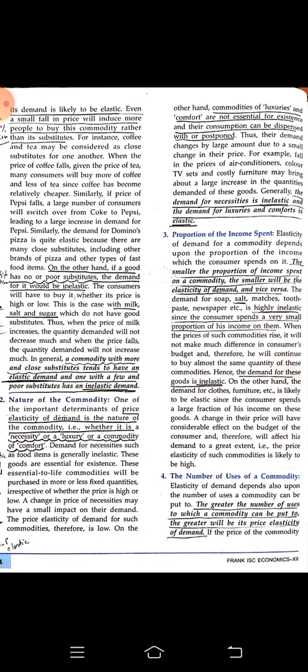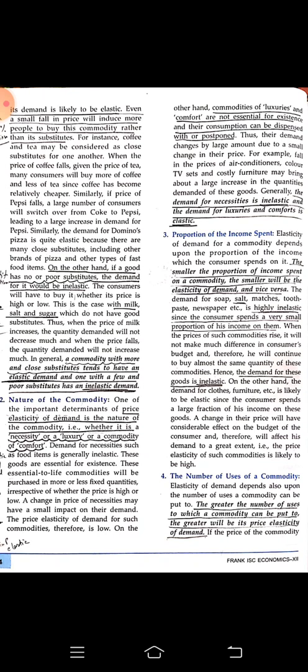Here they are talking about how much money from our budget we are spending on that commodity. If we spend a smaller amount of our budget on that commodity, the elasticity will be less. And if we spend a larger amount, the elasticity will be more. Let us read: the smaller the portion of income spent on a commodity, the smaller will be the elasticity of demand, and vice versa. For example, salt is highly inelastic since the consumer spends a very small portion of his income on it. The demand for these goods is inelastic.